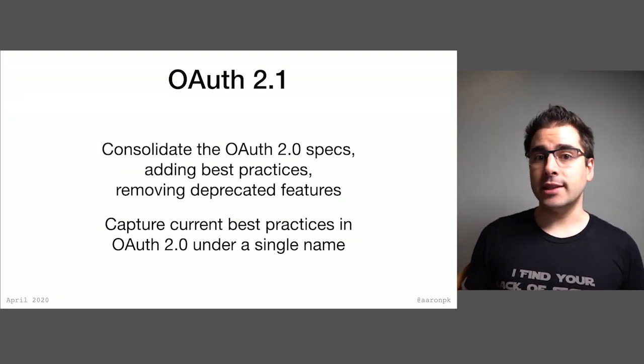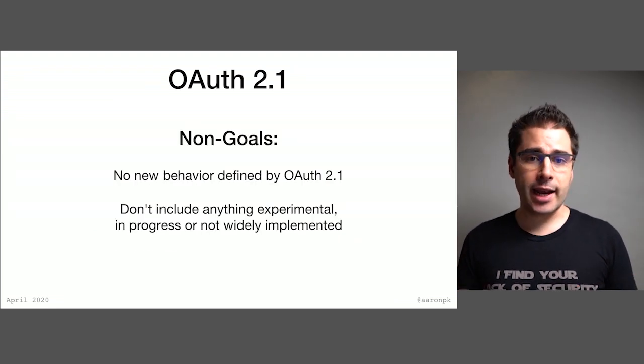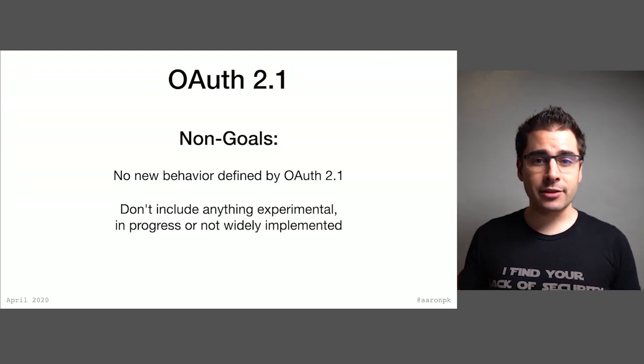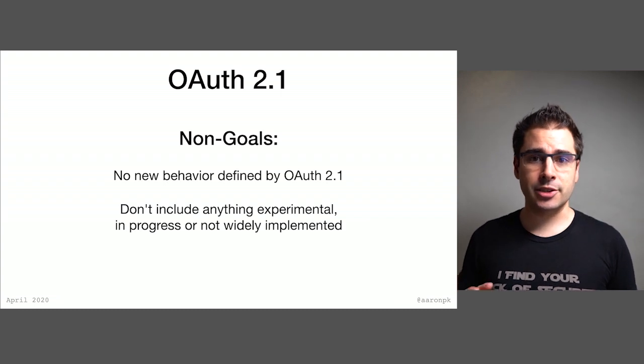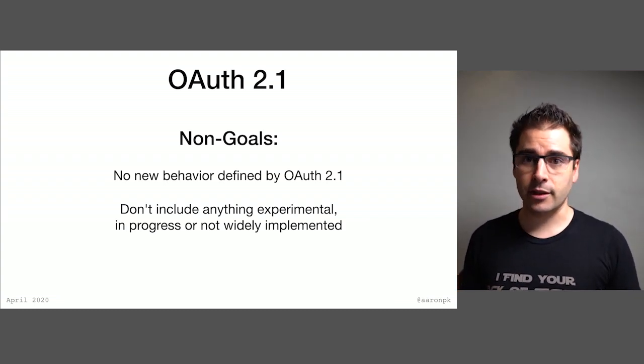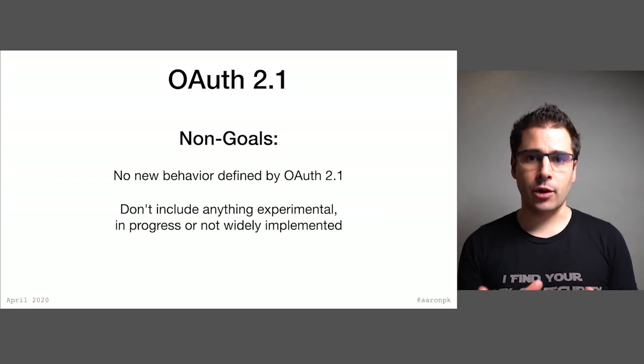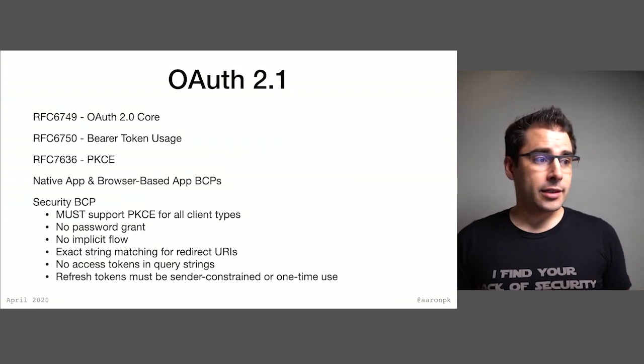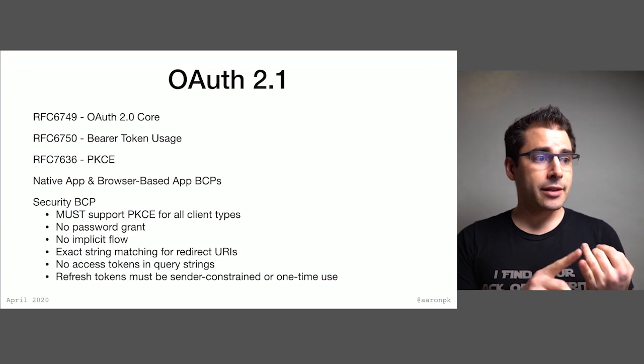Things that OAuth 2.1 is not doing. It is not defining any new behavior. In fact, it's not even including some of the additional new extensions like the device flow, which are pretty widely established and have their own RFCs either. It's really just trying to be an update to the core RFC. So OAuth 2.1, it starts with RFC 6749, OAuth 2 core.